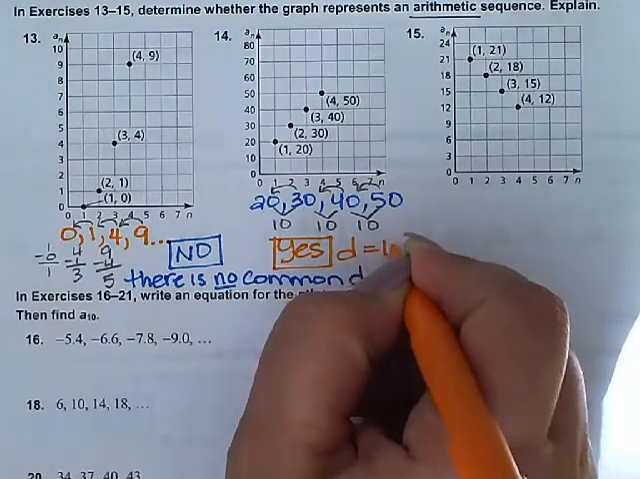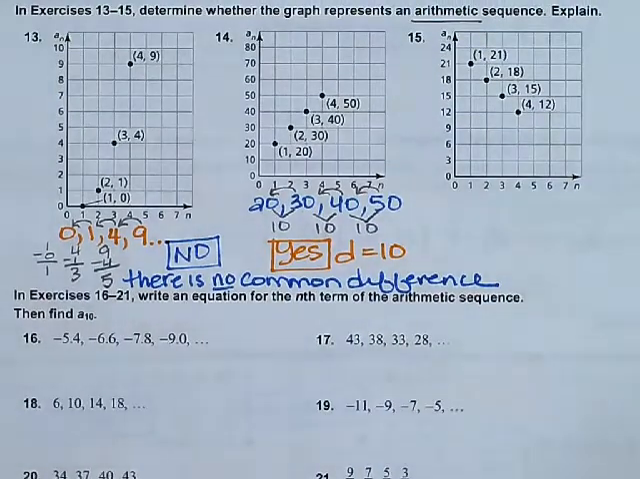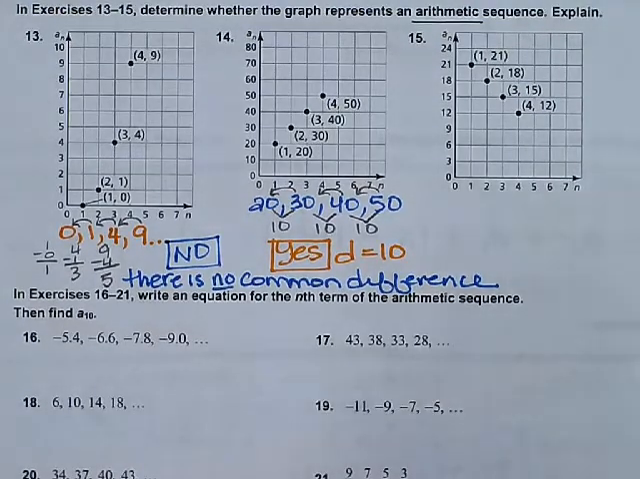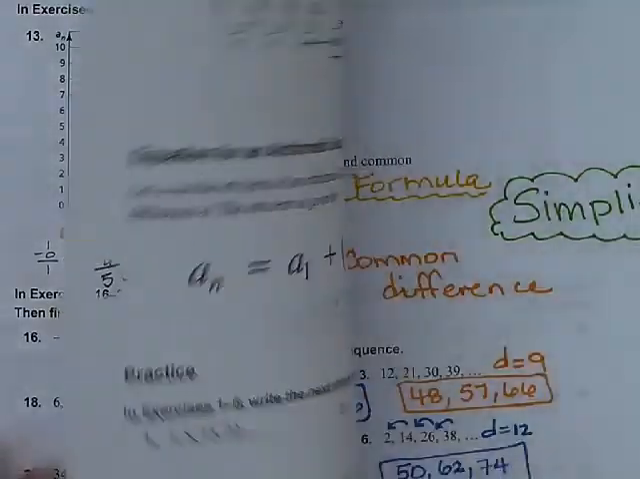And the common difference is 10. Okay, all right. And you could do the same for number 15. I'm going to jump over, if it's okay, to actually using our equation, especially because I want to practice the simplifying piece, which is a little bit different than before.